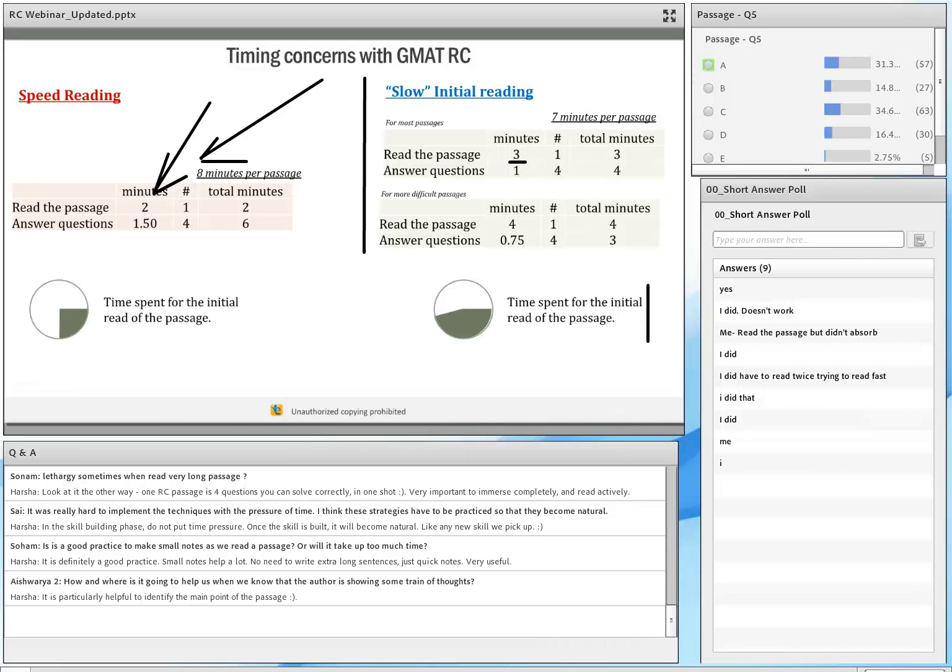Okay, it's a test of ability. All right. So don't read fast. Spend more time understanding. Spend more time comprehending, and you'll spend less time answering questions.